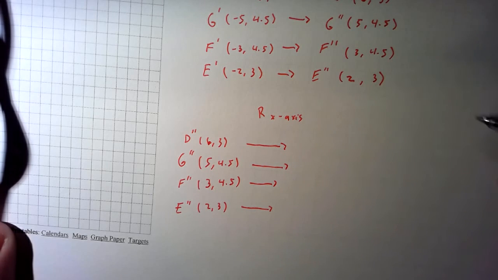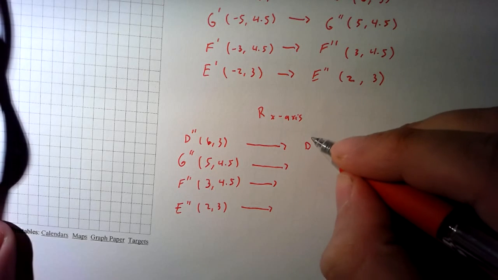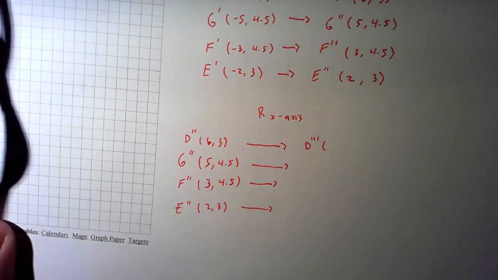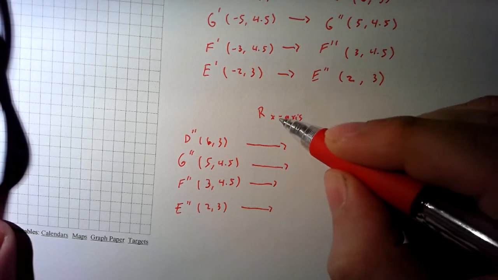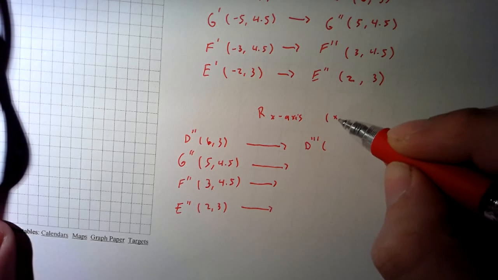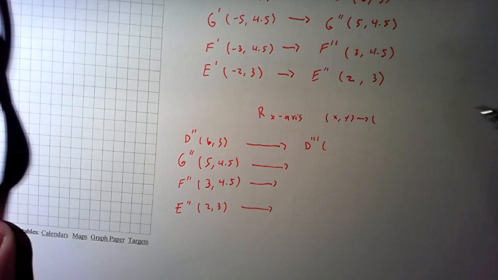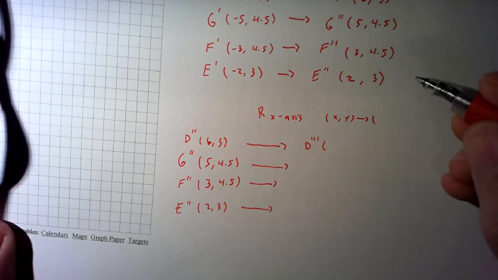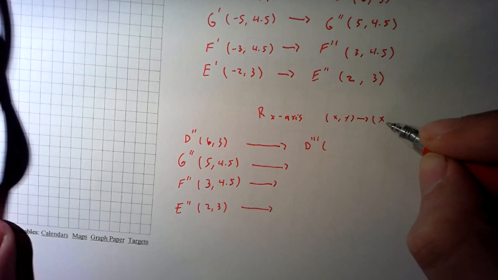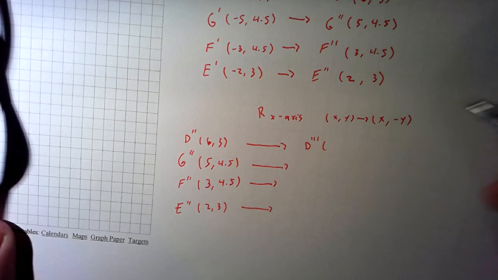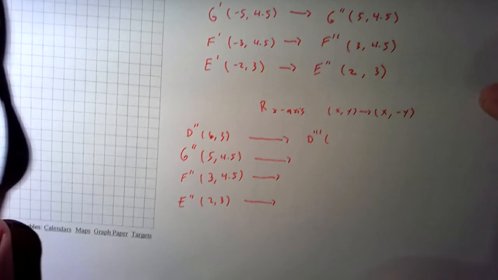So let's go ahead and write our arrows, and then now we're going to put the triple prime, because now it's the third transformation. Alright, so remember that if we're reflecting about the x-axis, then that just means that now we flip the y values, the sign of the y value. So now it's (x, -y). Okay.